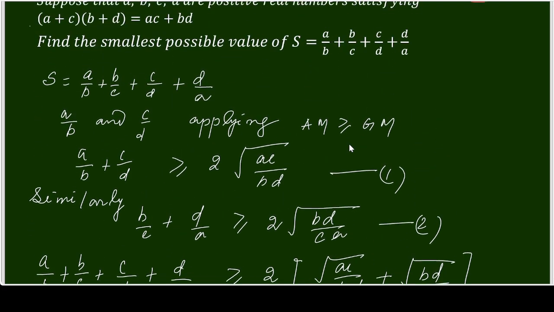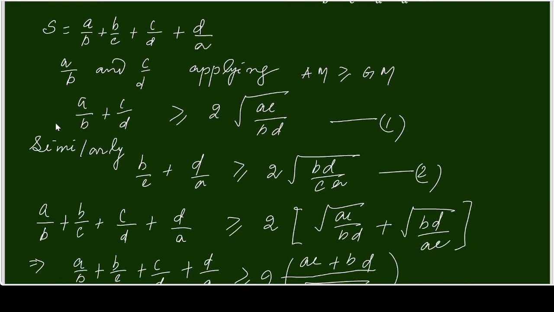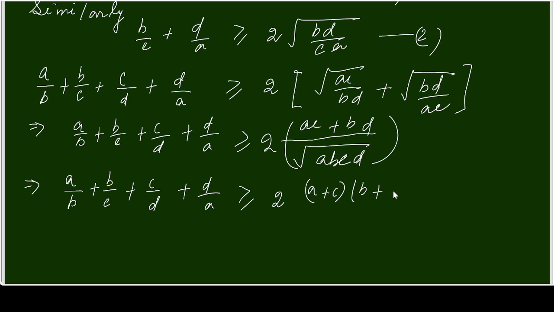Now AC plus BD is given as (A plus C) multiplied by (B plus D). I'll apply this. This implies that A over B plus B over C plus C over D plus D over A is greater than or equal to 2 times (A plus C) multiplied by (B plus D) over the square root of ABCD.